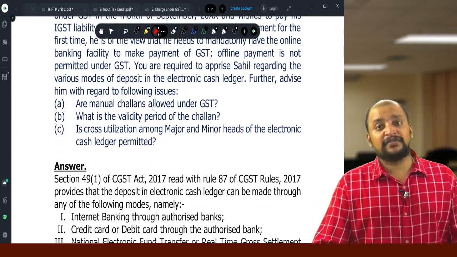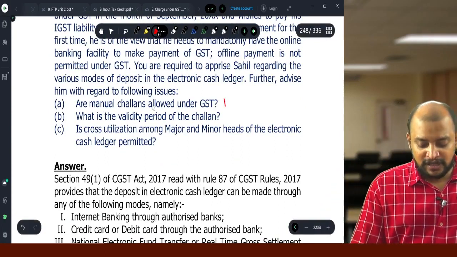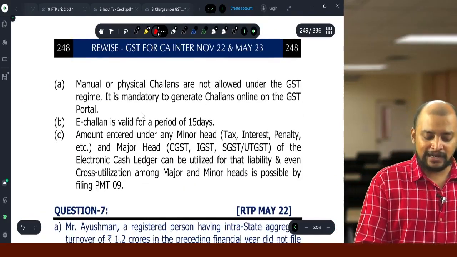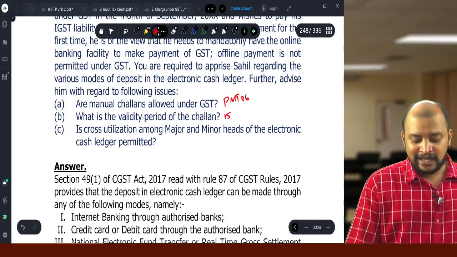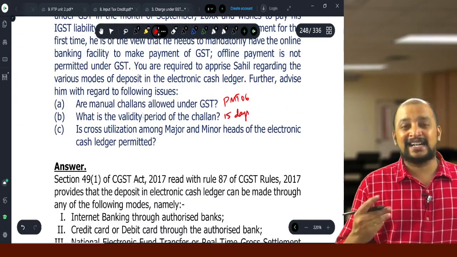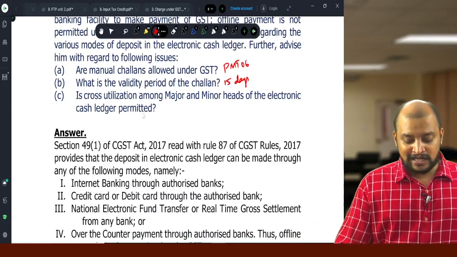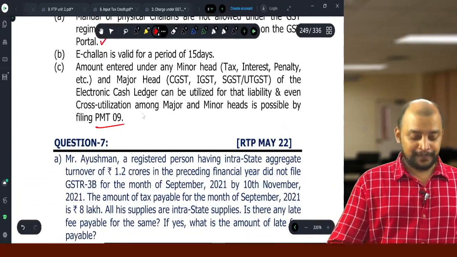The validity period of that challan is 15 days. So, manual challans are not possible. We have to generate a challan through the portal, that is PMT6. And what is the validity of this challan? 15 days. Once generated, it will be valid for 15 days. Is cross utilization among major and minor heads permitted? Yes. For that PMT9 is required.